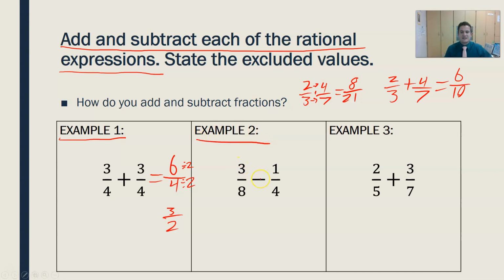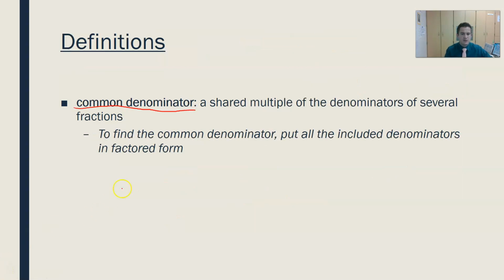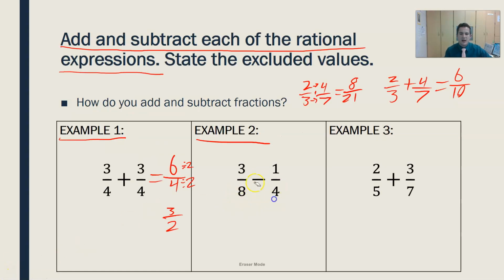I have 3/8 minus 1/4. Here I don't have a common denominator. The number down here is not the same. So before I do anything, I need to change these fractions so both have the same denominator. Going back, it says to find the common denominator, put all the included denominators in factored form. So I'm going to rewrite these fractions, but I'm going to find the prime factors of each of these numbers in the bottom. I need to find their factors.